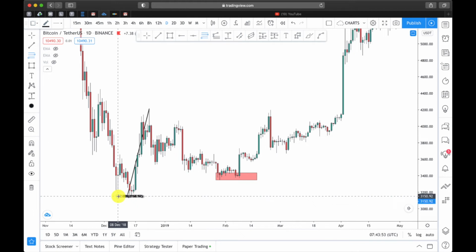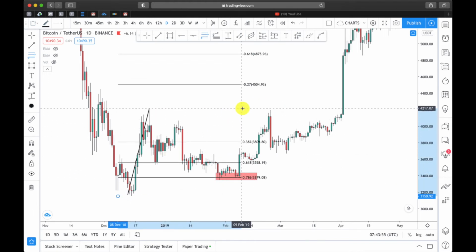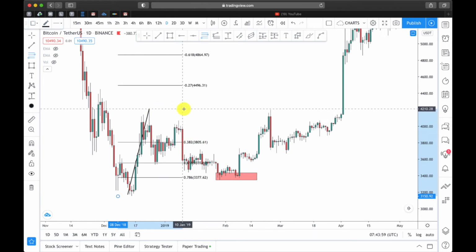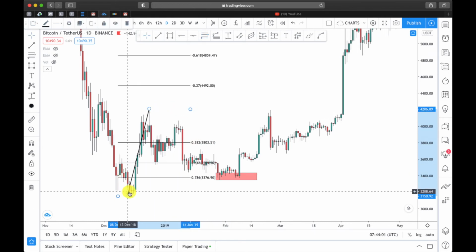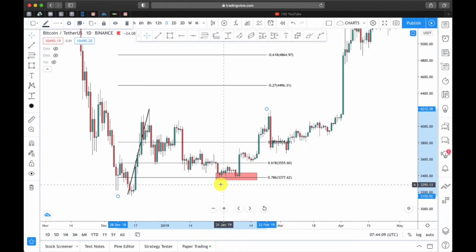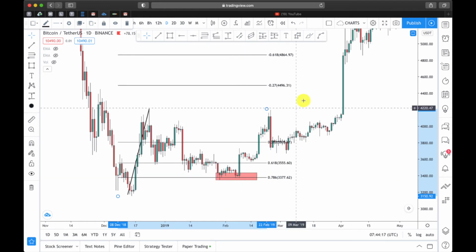So we click on this and then drag it to where point B is. So this is the top of the point B. So that's the move. So we measured it from here to this place to get where it's going to retrace to. So let's see where it's retraced to. So you can see it's retraced to 786 before the reversal, right? Before it continued going up.